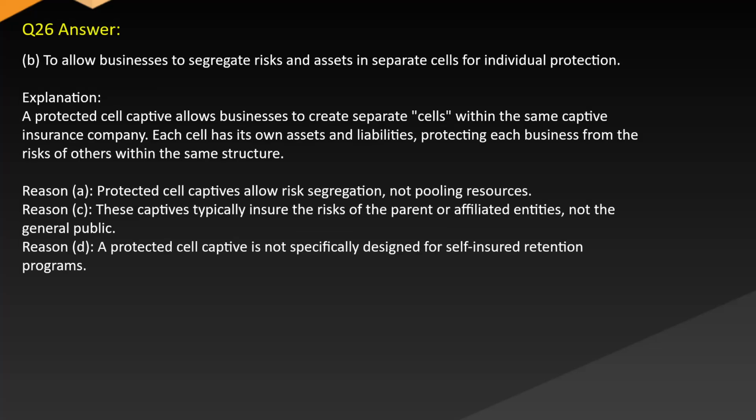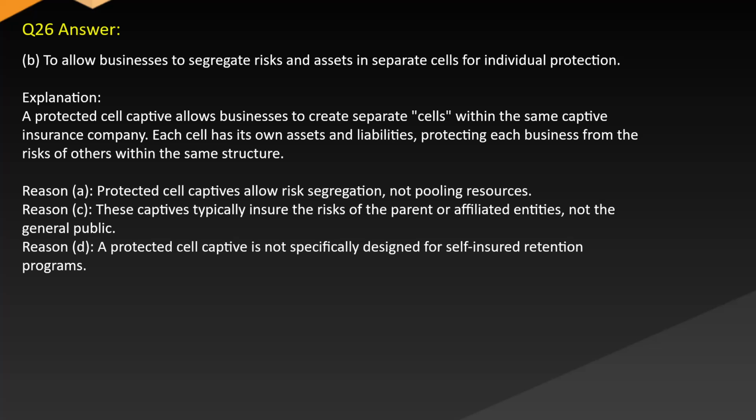Answer: B. To allow businesses to segregate risks and assets in separate cells for individual protection. Explanation: A protected cell captive allows businesses to create separate cells within the same captive insurance company. Each cell has its own assets and liabilities, protecting each business from the risks of others within the same structure.